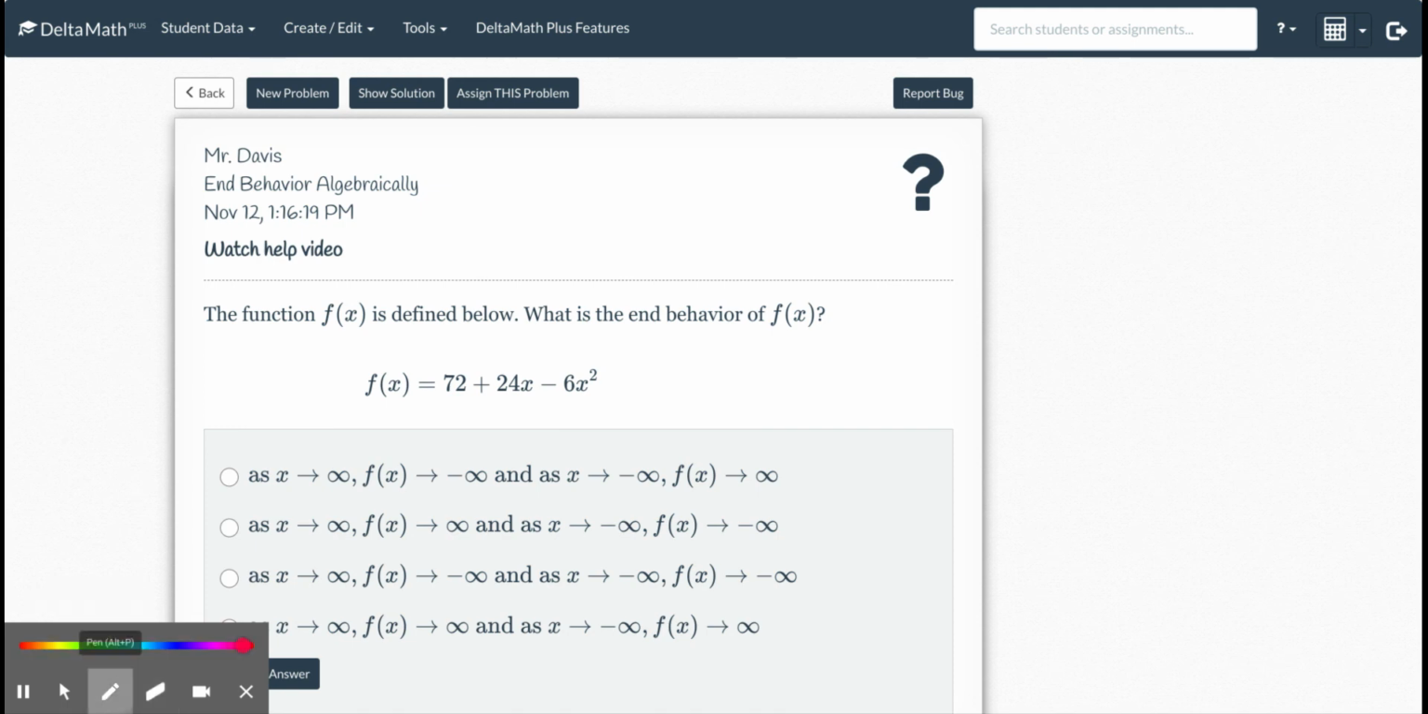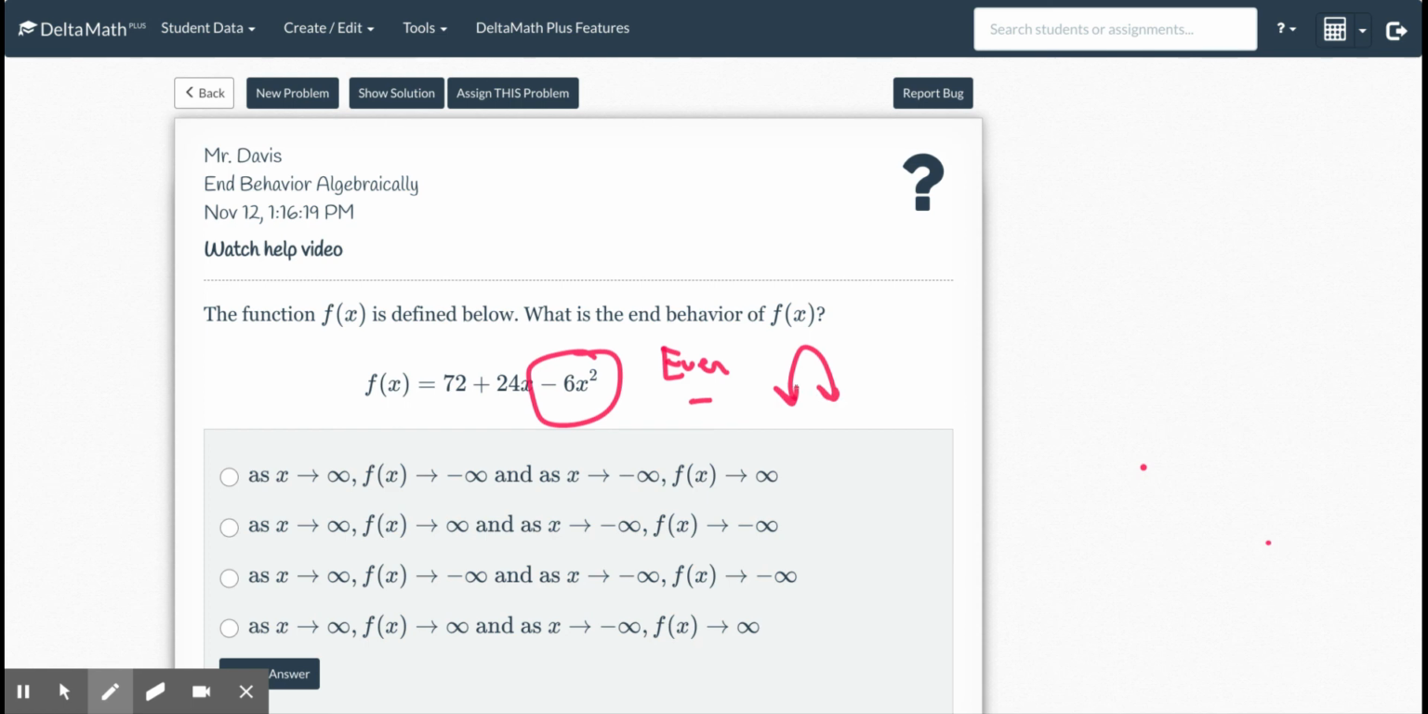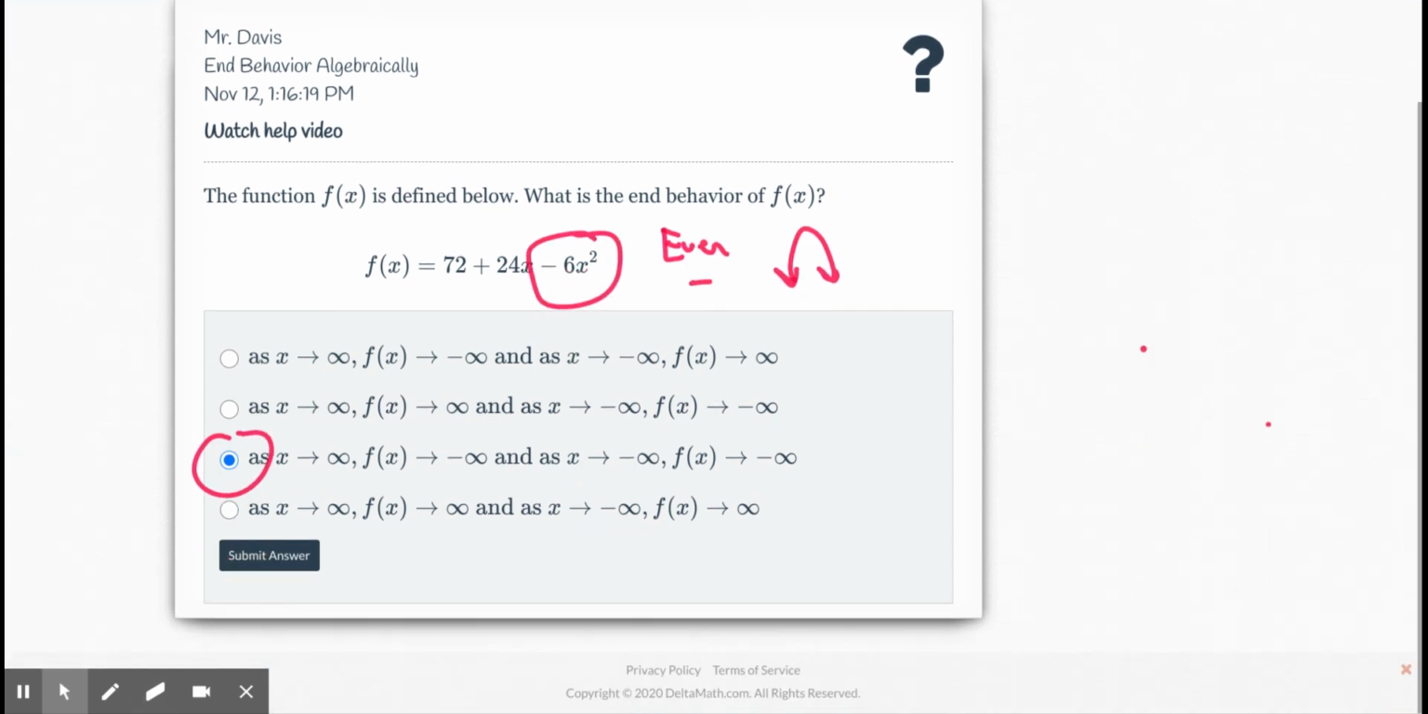So we're looking at this term, negative 6x squared. This would be an even power and negative. Even and negative looks like this. I always just try to visualize what the shape of the function is, and then it's fairly easy to figure out. So both are going to negative. As x goes to positive, f of x is going negative. And as x goes negative, f of x is going negative. So down here. And that will do it.